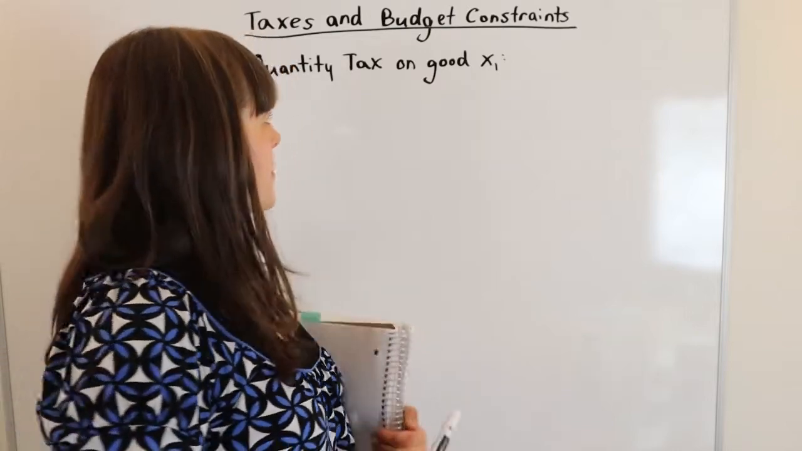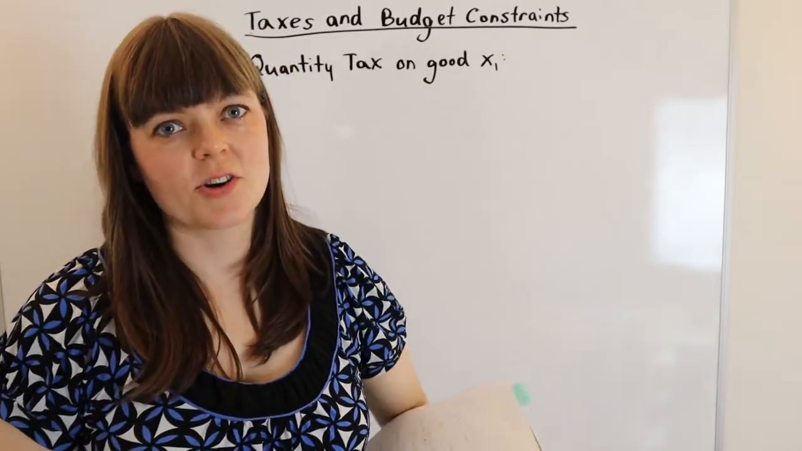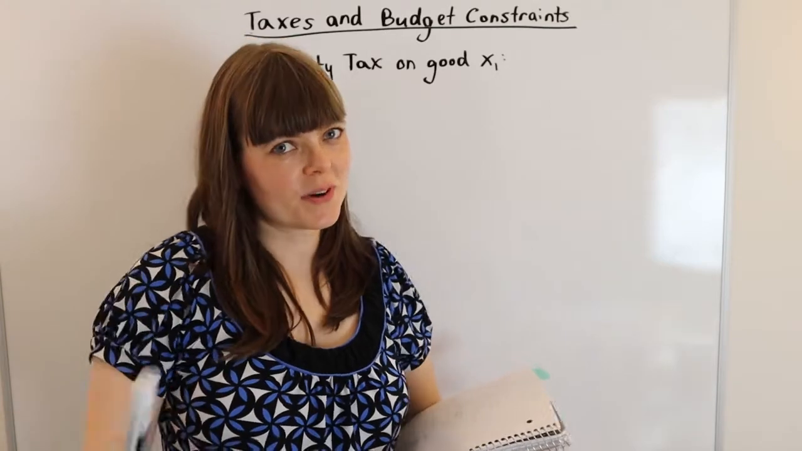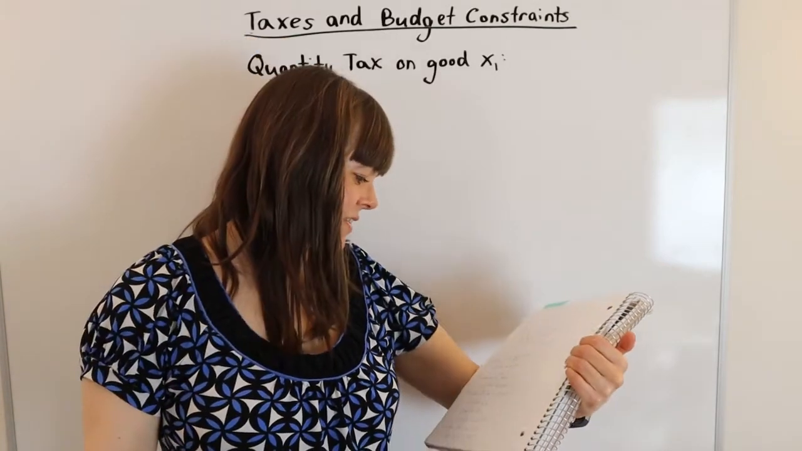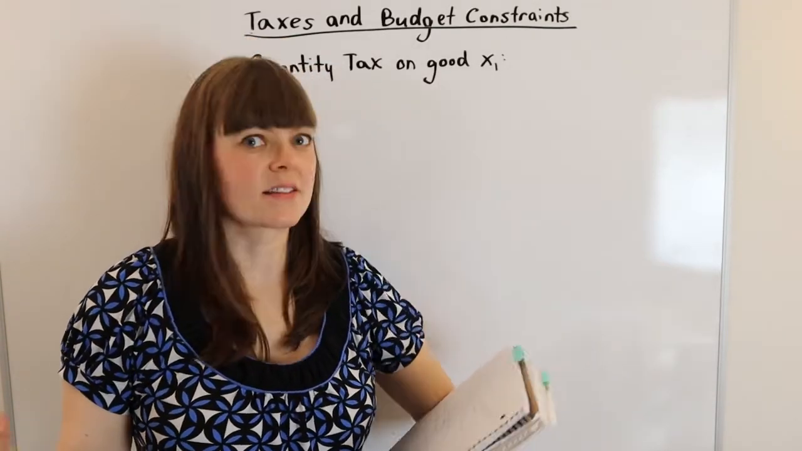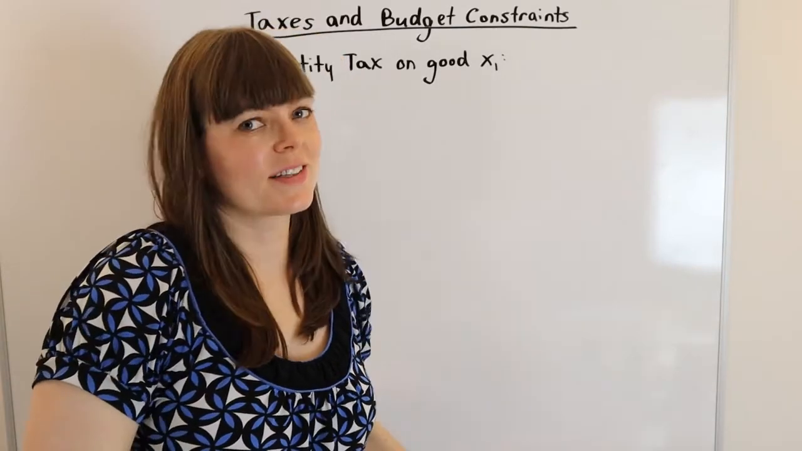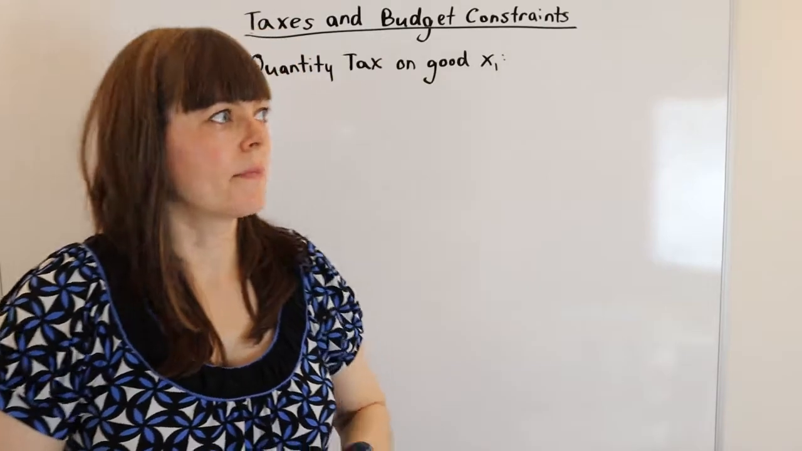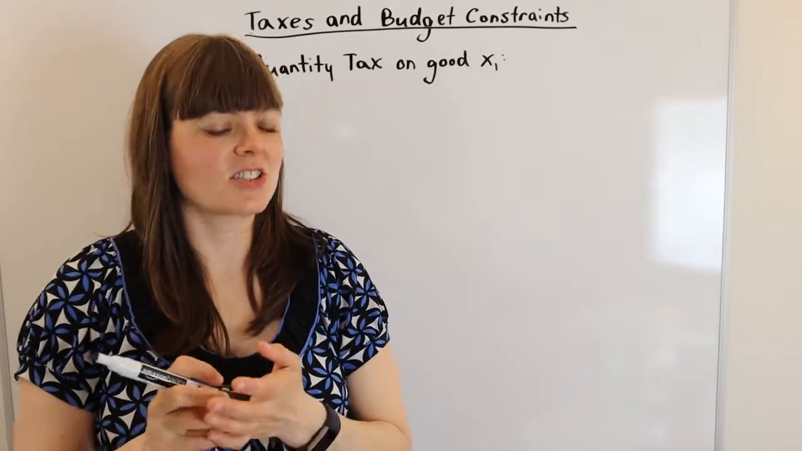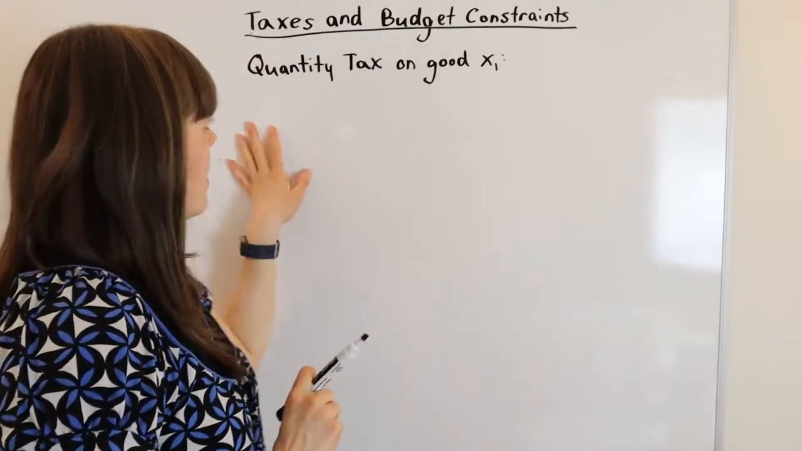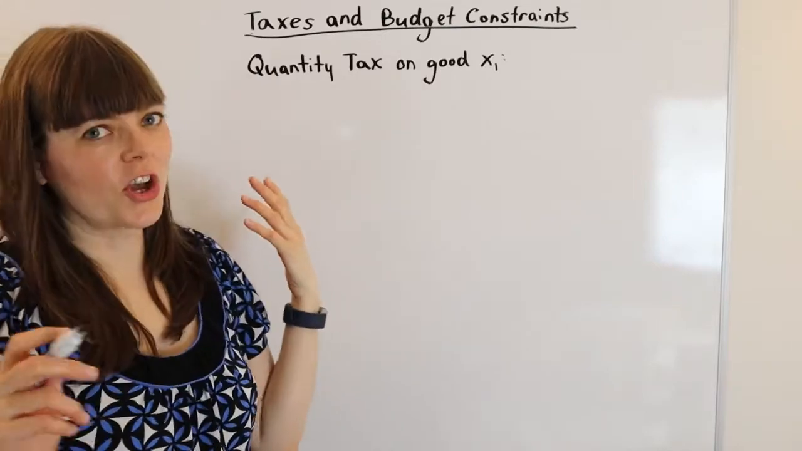Alright, in this video I'm going over taxes and the budget constraint. In particular, I'm going over quantity taxes, ad valorem taxes, income taxes, and lump sum taxes. And these are taxes that are discussed, at least most of them, in the Hal Varian microeconomic theory early chapter. So, quantity tax on good X1.